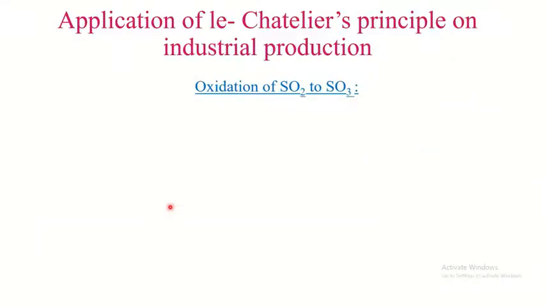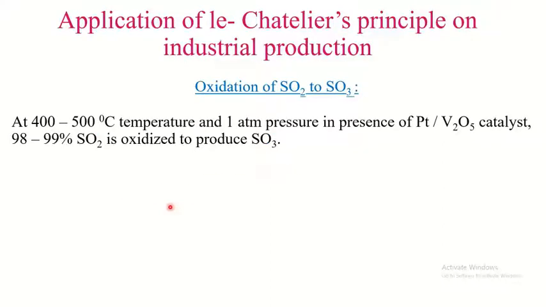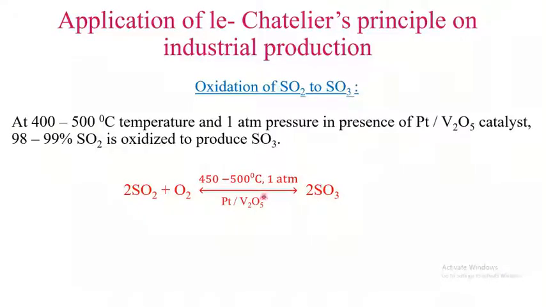Now another production, that is the oxidation of sulfur dioxide to sulfur trioxide. Look, this is also a reversible reaction and also an exothermic reaction. Here also the optimum temperature is 400 to 500 degrees Celsius. And here, by applying only 1 atmospheric pressure in the presence of catalyst platinum or vanadium pentoxide, maximum yield, that means 98 to 99% of sulfur dioxide, is oxidized to produce sulfur trioxide.